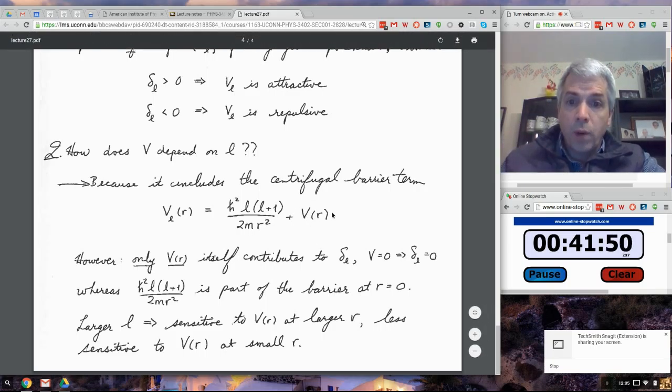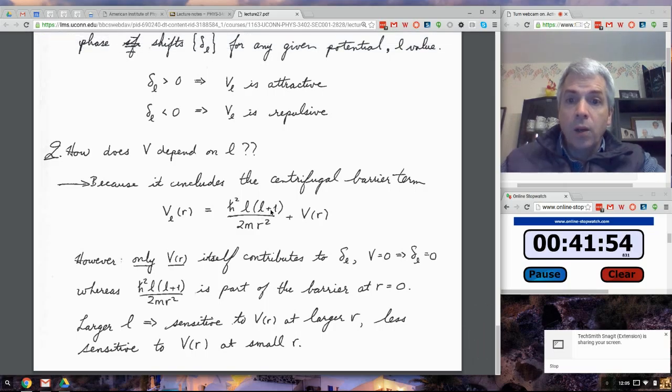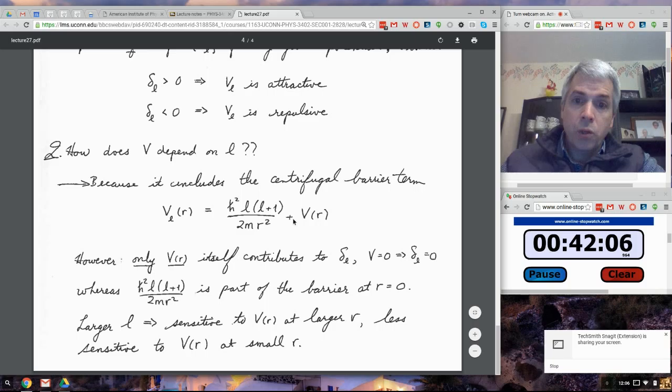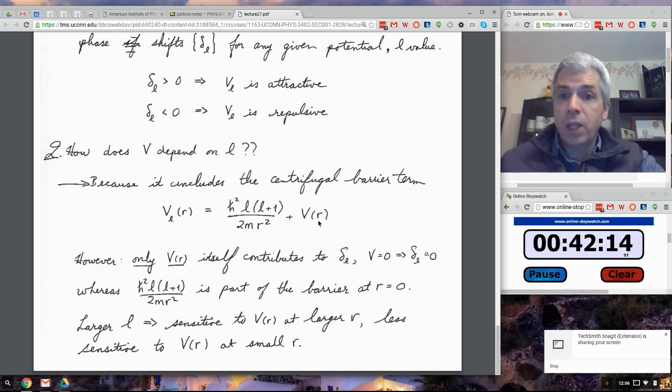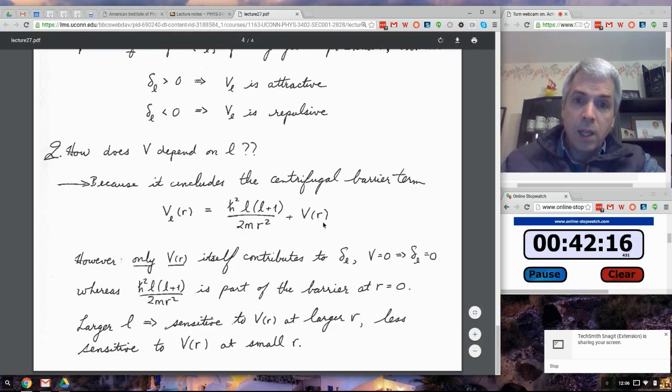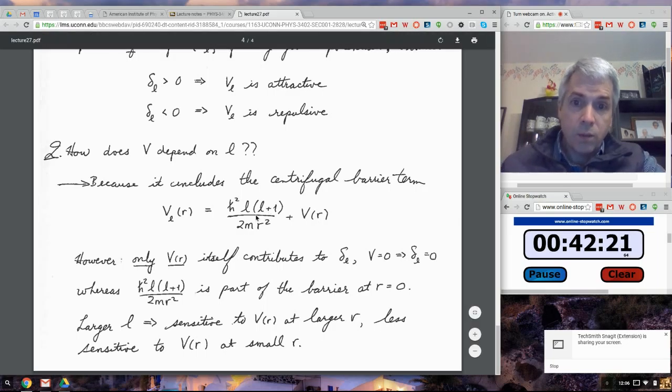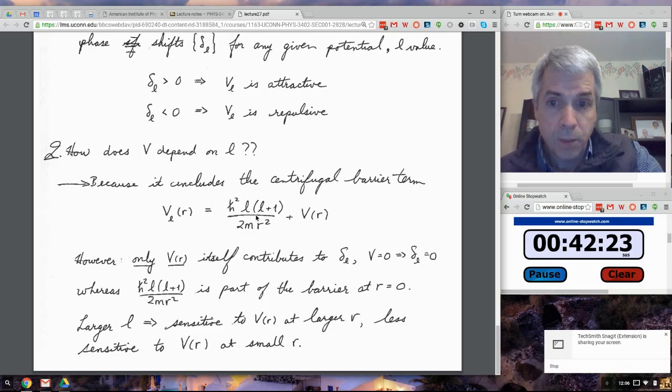That's exactly the intuition I'd like you to have, that S wave dominates when the V of R is a very short range, because as you go up in L, you very quickly turn the particle around before it penetrates very far inside the potential enough to see the attractive or repulsive piece of V. And the further out this centrifugal barrier pushes you, the more peripheral region of V of R you're going to be sensitive to. On the other hand, a delta function potential or a very short range potential means that only the low L waves will contribute, and the phase shifts from higher L waves will be 0.